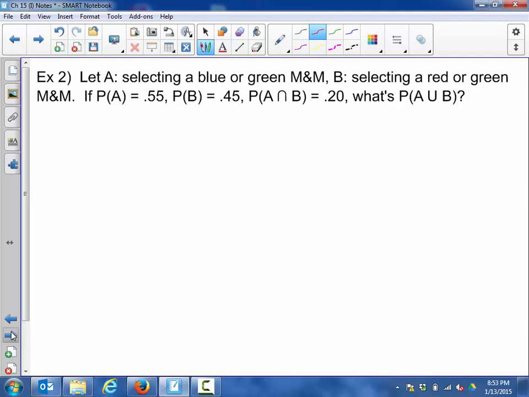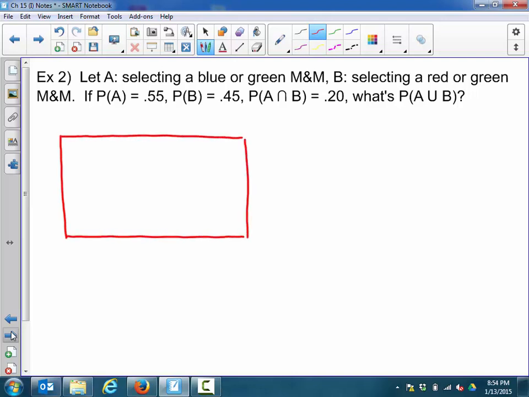Let's say that event A is selecting a blue or green M&M. Event B is selecting a red or green M&M. If the probability of A is blah, the probability of B is blah, and A intersect B is 20%, what's the probability that A or B occurs? Well, once again, let's draw a Venn diagram to represent the sample space of colors that we can choose from the M&M bag. Here we have A, which is blue or green.